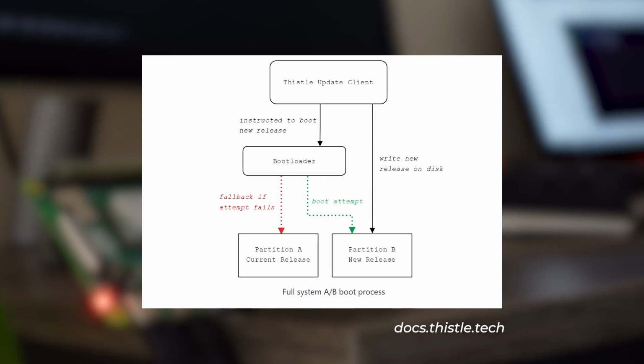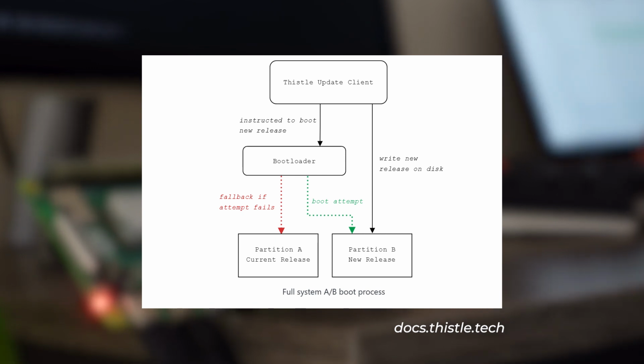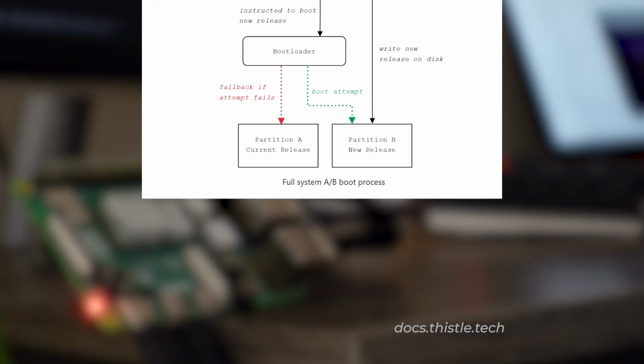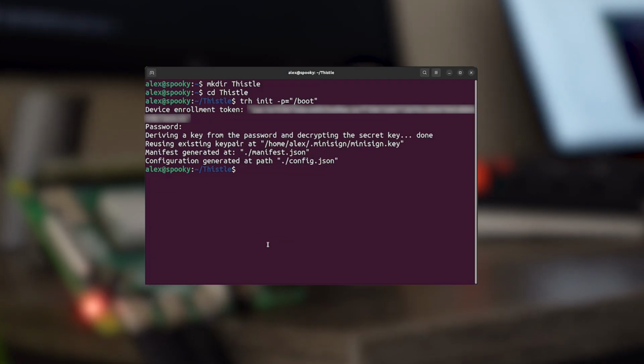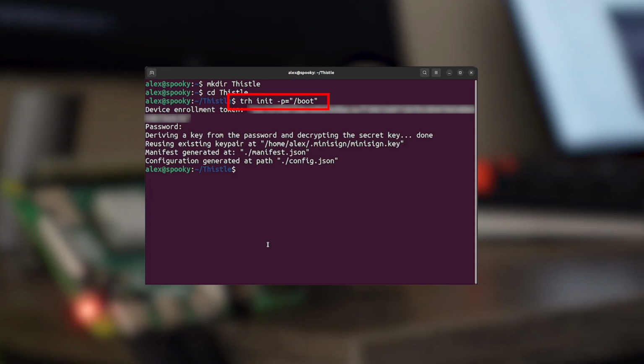Another important part of this mechanism is having a separate boot partition where operating system files and other persistent information is stored. So when we use the -p parameter when initializing our files with TRH, this just tells the release helper where to look for that persistent data.